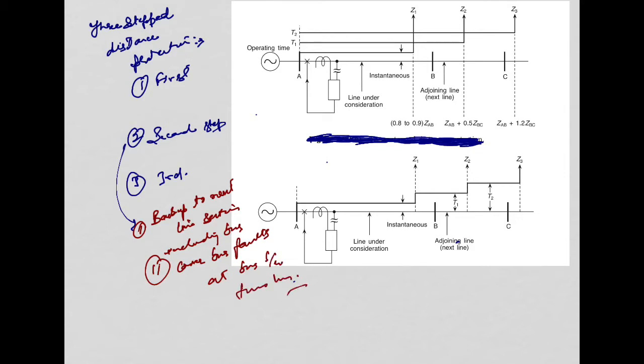So the operating time of step 2 is the operating time of step 1 plus the selective time interval that we have discussed. And what is the selective time interval? Circuit breaker operating time plus relay overtravel time.